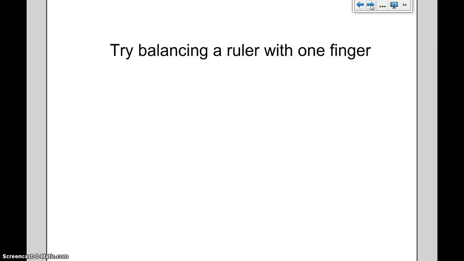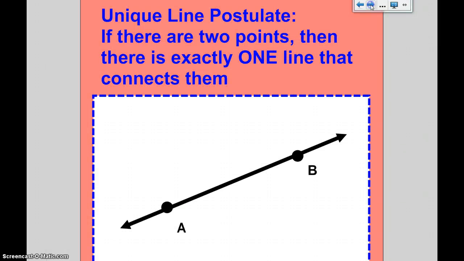First, try to balance a ruler with one finger. Your one finger is going to be 1 point. As you try to balance, it's kind of hard to balance it, as you see. Now try balancing it with 2 fingers. Your fingers represent 2 different points. If you'll notice, it's a lot easier to balance that ruler with those 2 fingers. So that'll lead us into our first postulate.